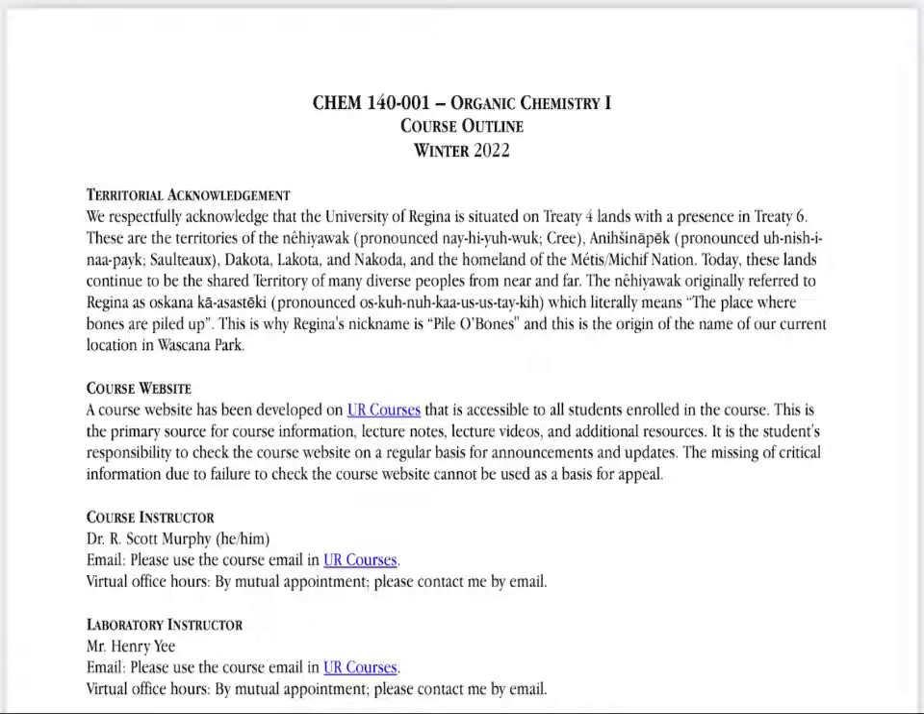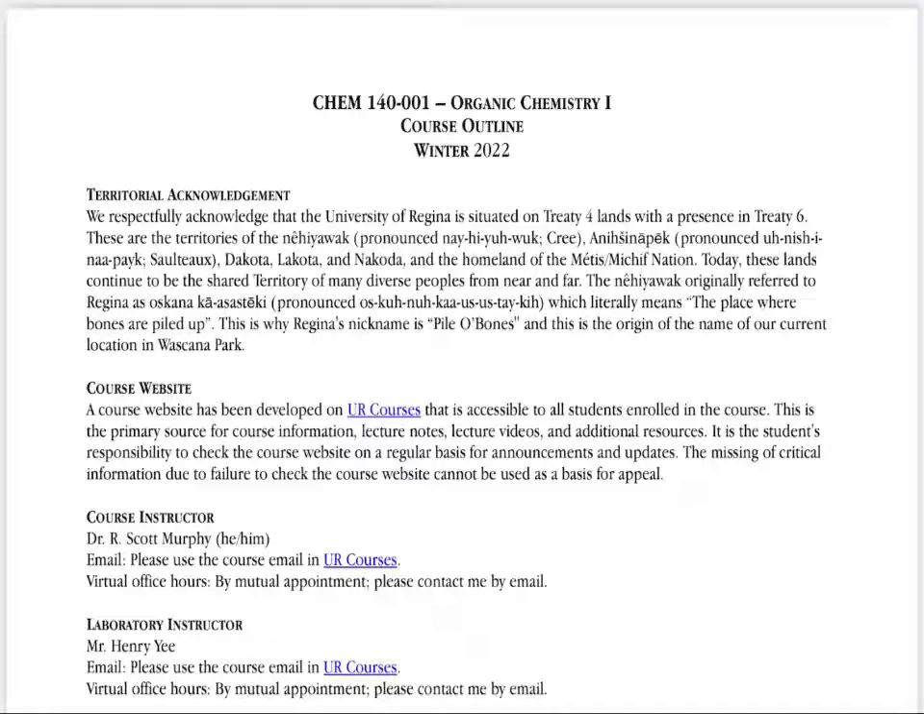The Nehiyawuk originally referred to Regina as Oskunu Kausustaki, which literally means the place where bones are piled up. This is why Regina's nickname is Pile of Bones, and this is the origin of the name of our current location in Wascana Park.